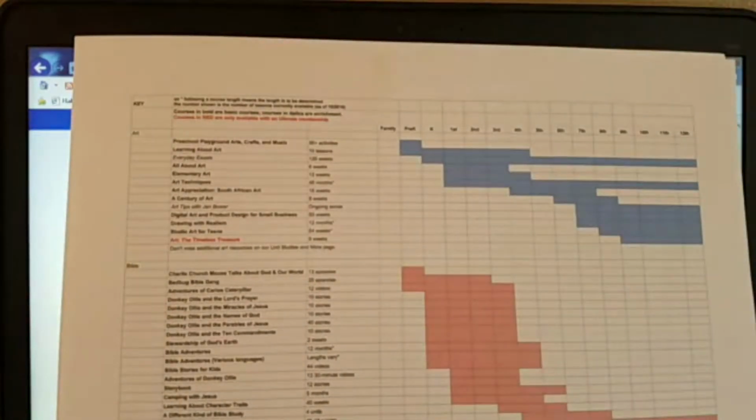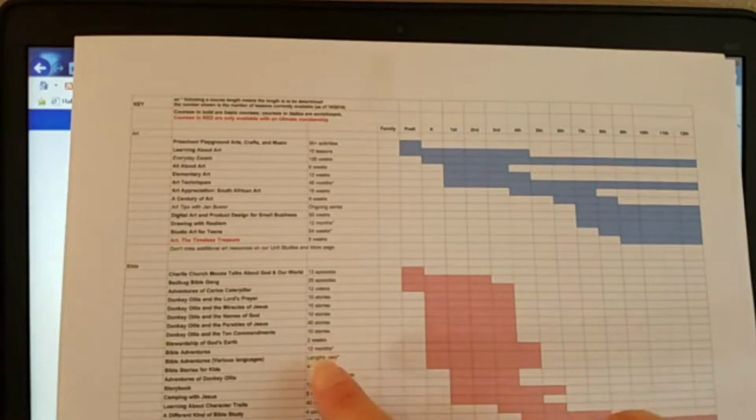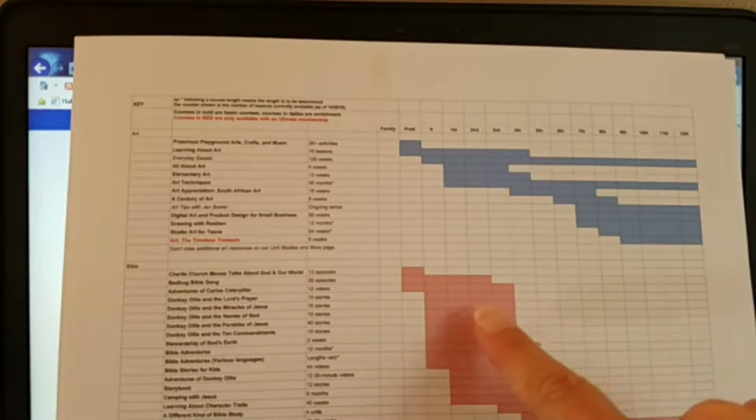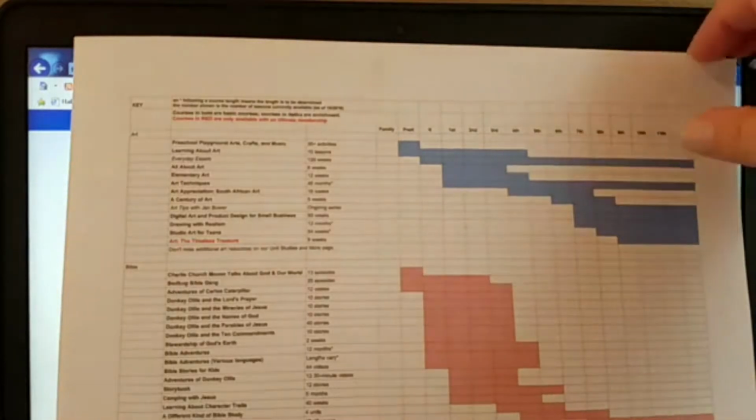But if I wanted to find, for instance, a Bible curriculum that I could use with several ages, this tells me the name of the Bible curriculum, if it's video-based or if it has stories or written things, or how many months it's for, how many lessons, and it tells me what grades it's for. So, for instance, the storybook right here is 12 stories, and it's for grades 1st through 3rd. Camping with Jesus takes about 5 months, and it is for grades 1st through 5th. So lots and lots of pages here of what you can look for, all the subjects, all the grades that they include, all the components. That is a great subject resource if you want to print that out.